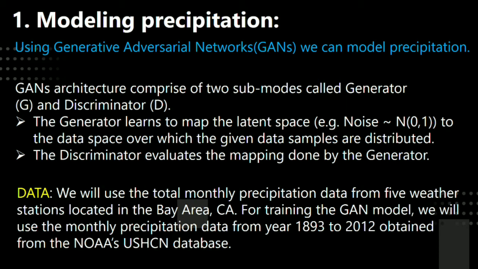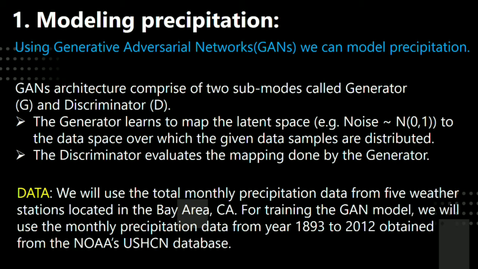So next is the data. The data I will be using for precipitation is the total monthly precipitation data from 5 weather stations located in the Bay Area in California, and I have taken it from the NOAA GHCN database site.